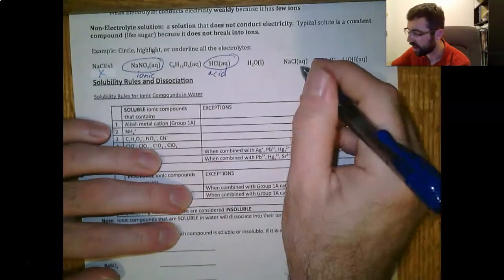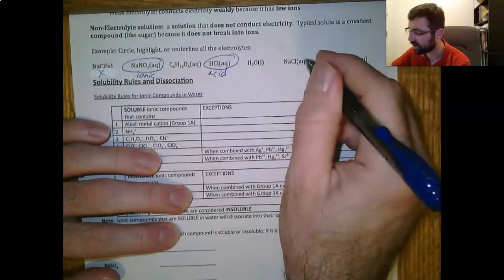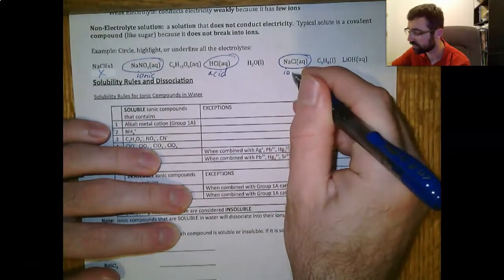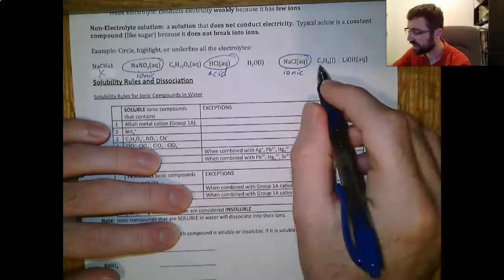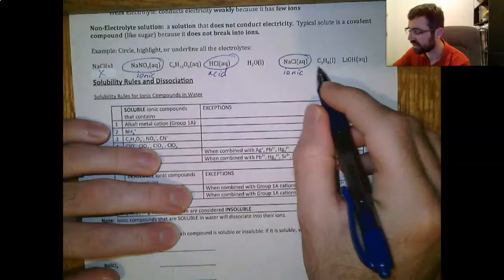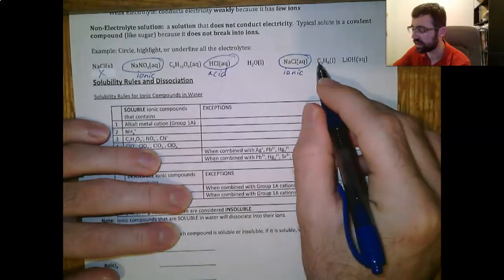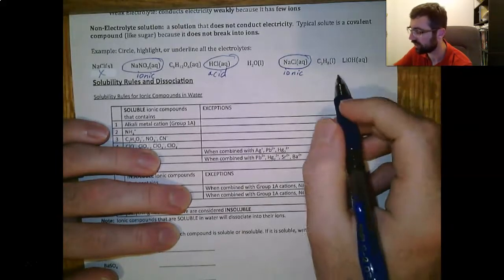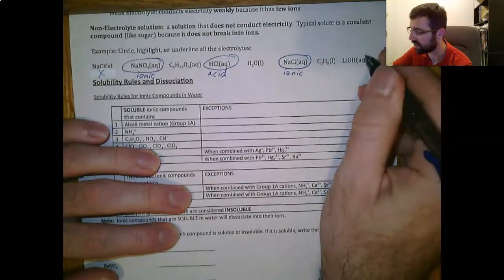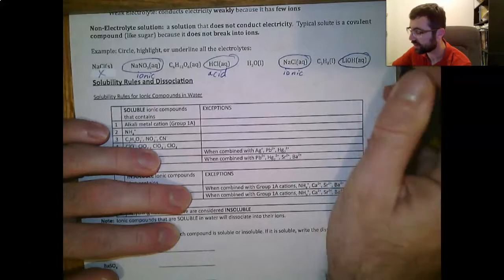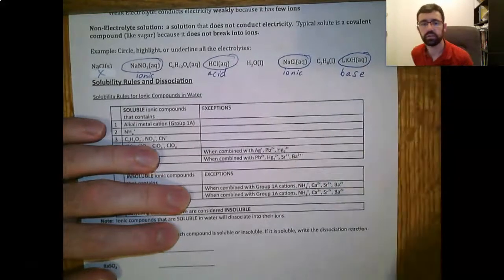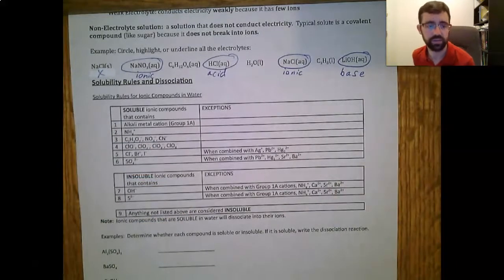Then I have another aqueous solution here. Sodium chloride. It's ionic. C3H8, that looks like a nonmetal. That's covalent. That's definitely not going to be an electrolyte. And then I have LiOH, that's lithium hydroxide. It's ionic, but it's also a base. It is an electrolyte, so I'm going to circle it.